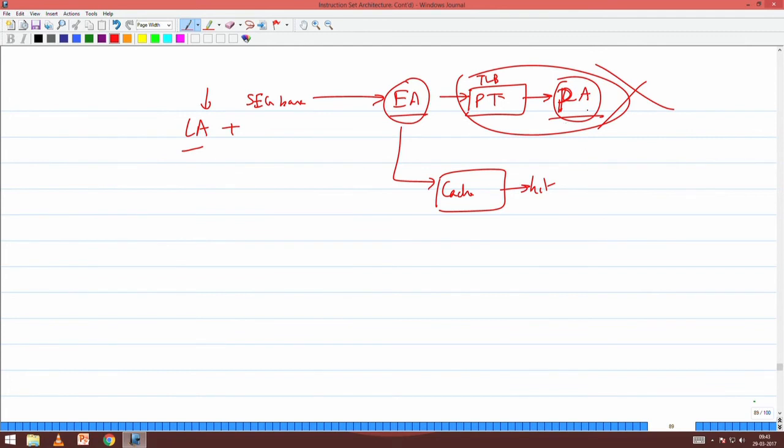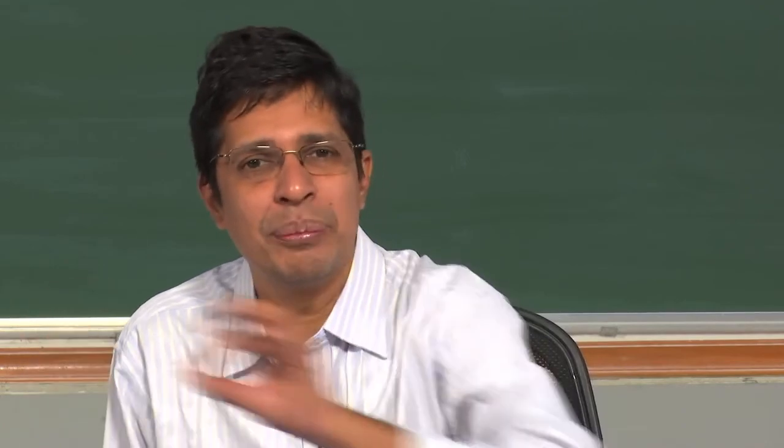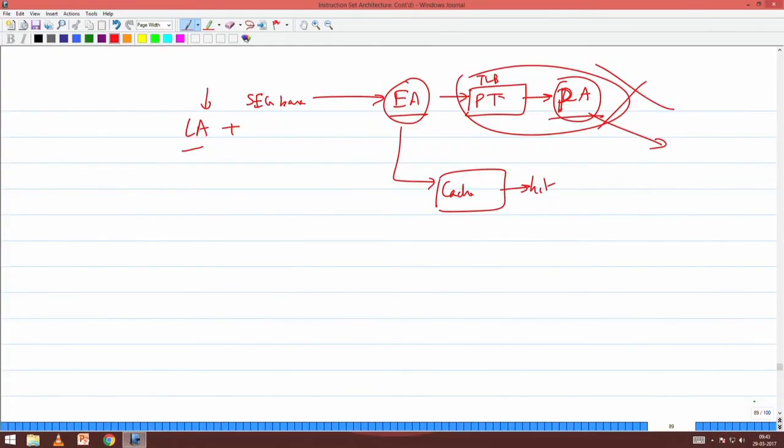If I use a physically addressed tag, then this becomes sequential. First I have to do page translation, get the physical address, then do the mapping. This effective address is basically the virtual address. So I could have a virtually tagged cache or a physically tagged cache.